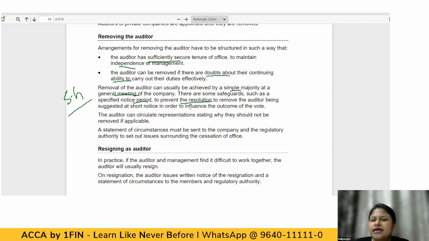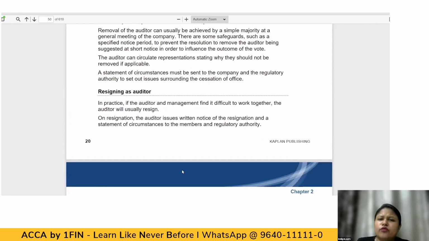Also, as I told you, you should look at the influence on the outcome. That is, shareholders only will decide at the end whether you can remove the auditor or not. And the auditor will have the right to make a representation where he tries to defend himself. This representation should go to all the members and it should also be allowed to be read at the meetings, so that people know what representation he is making. Then, whenever you are removing him, information has to be given to the regulatory bodies as well.